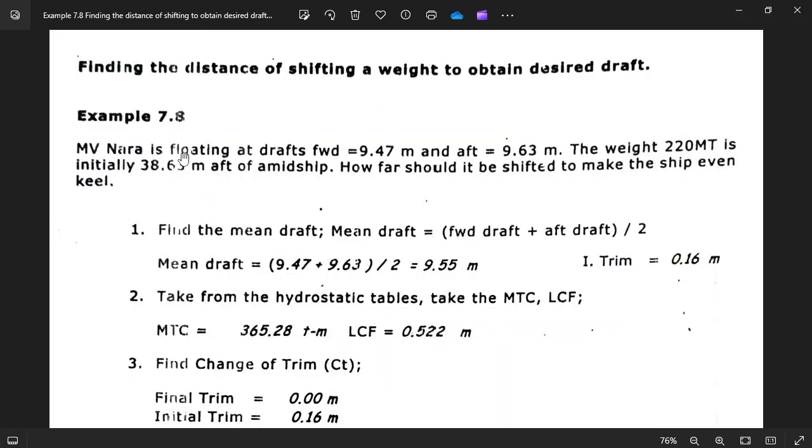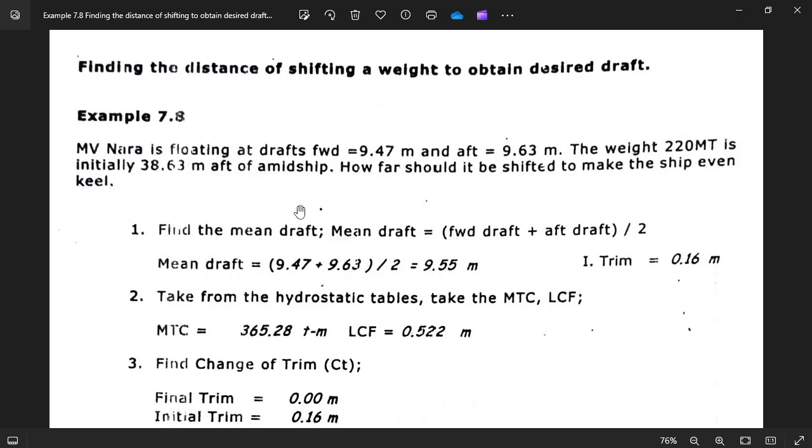It says here, finding the distance of shifting a weight to obtain a desired trim. Meaning, it's asking for the distance if we want to shift a weight to obtain a desired trim. Okay, so this will be the problem, guys, of example 7.8.